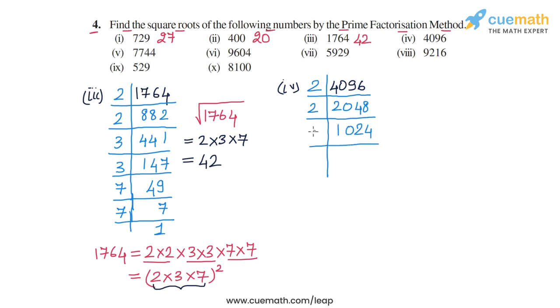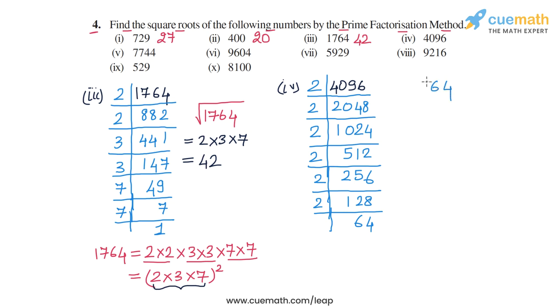This is even again, so we divide by 2 again and this gives us now 512. Still even, so we divide by 2 again and this gives us 256. And even yet again, so we divide by 2 again and that gives us 128. And 128 is again even, so we divide by 2 and that gives us 64. So I'm going to write out the remaining part here.